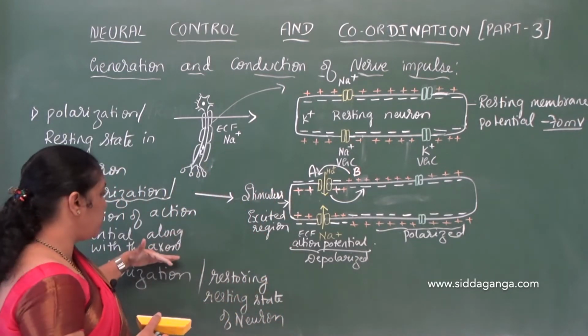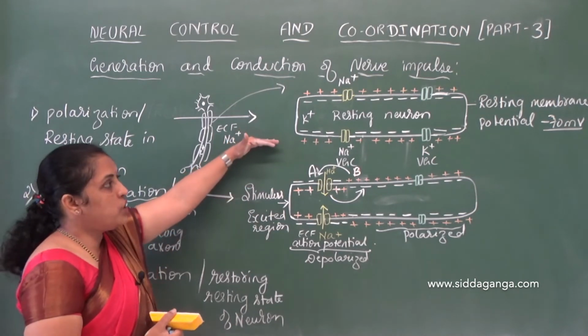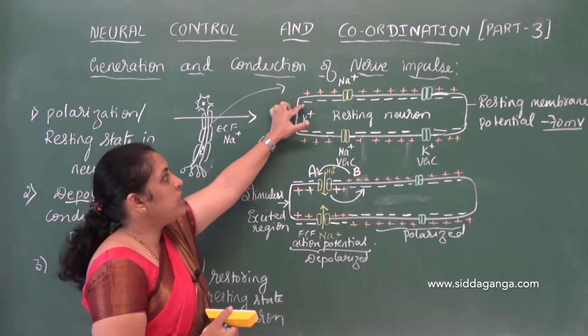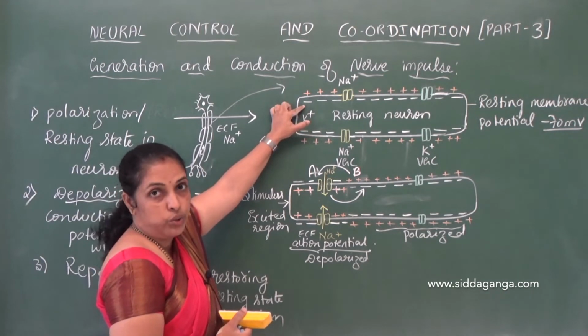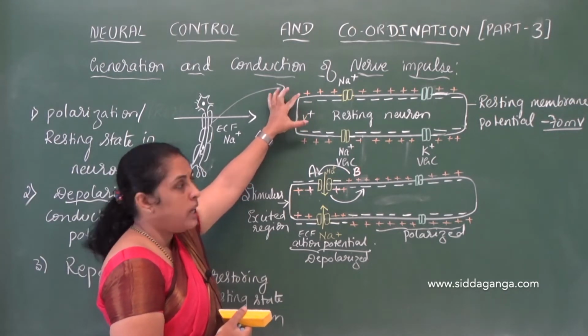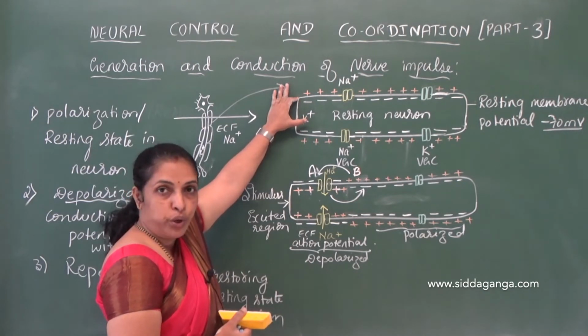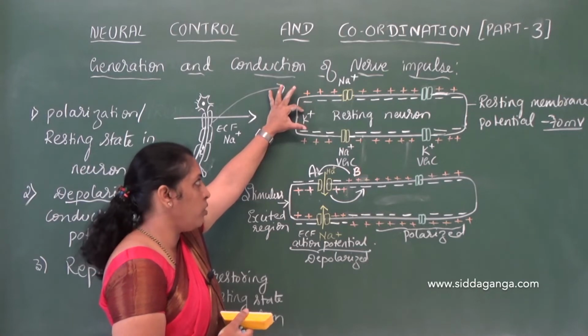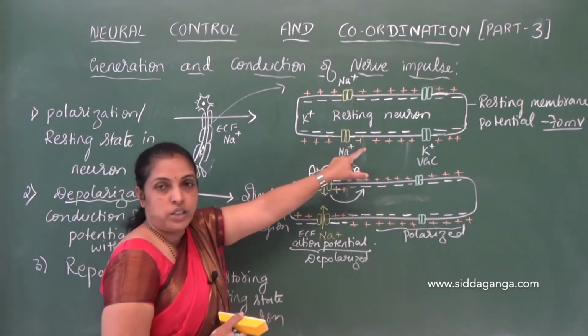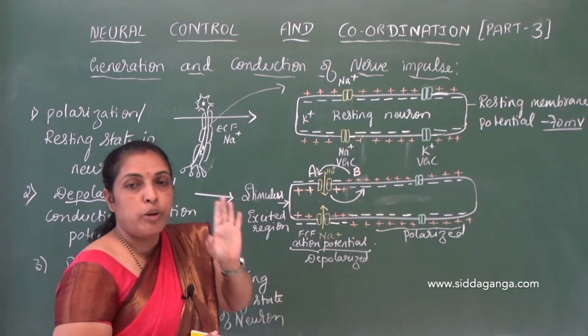Before going to the next stage, look at the resting neuron. Here we see inner negative charge, outside positive charge. The axolemma is permeable to potassium ions and impermeable to sodium ions and negatively charged protein molecules. But the voltage gated channels, both sodium and potassium, will be closed.